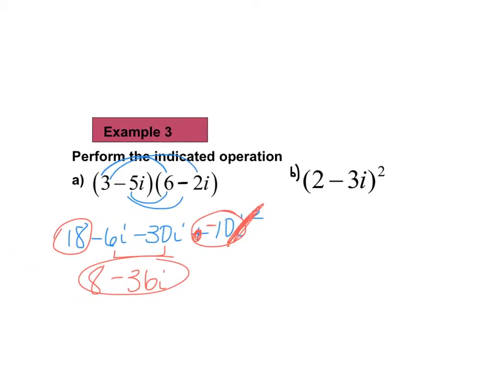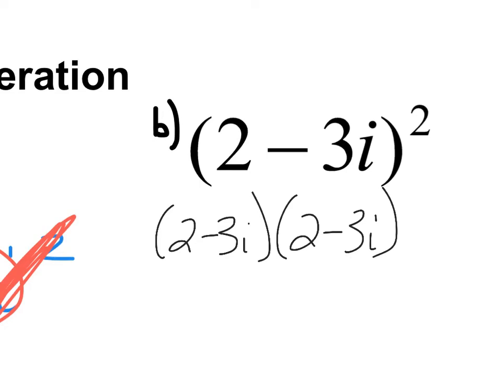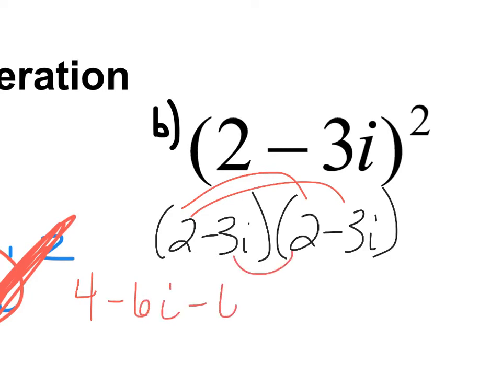You good? Okay. What does this mean? 2 minus 3i squared. You say 2 minus 3i times 2 minus 3i. So FOIL, what's 2 times 2? 2 times negative 3 is negative 6i. Negative 3i, negative 3i, plus 9i squared.